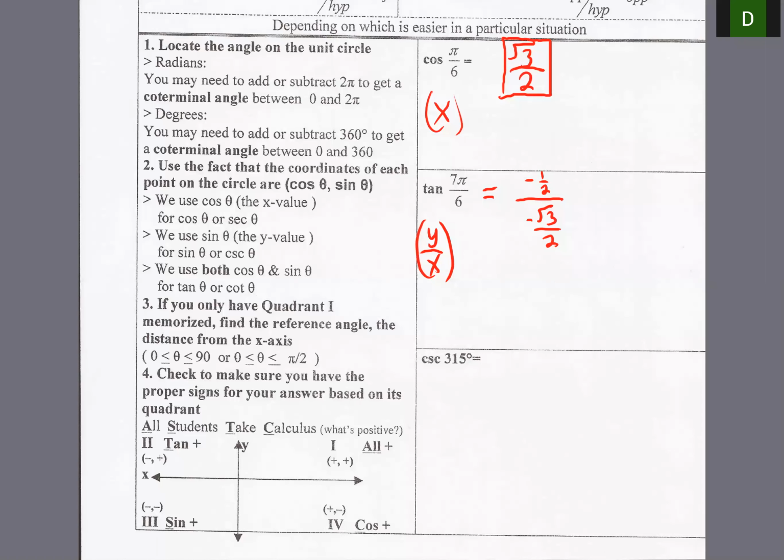So a negative divided by a negative is a positive, which we know all students take. So this is going to be times the top and the bottom by 2. The 2's go away. So it's 1 over square root of 3. And then you times the top and the bottom by square root of 3 here. Your final answer is going to be square root of 3 over 3.